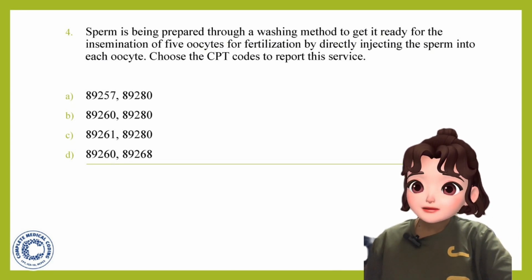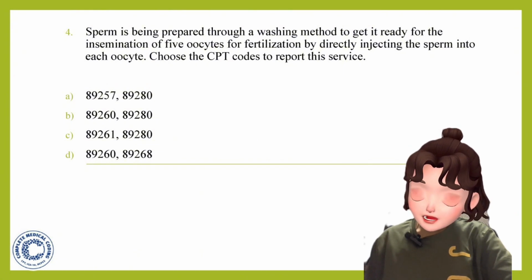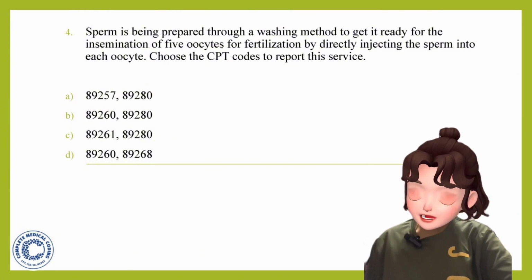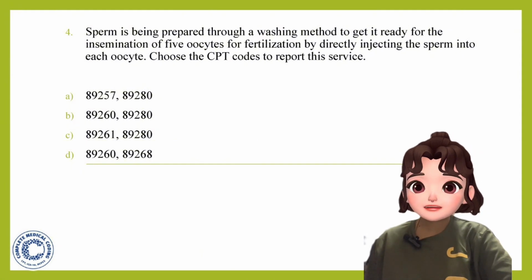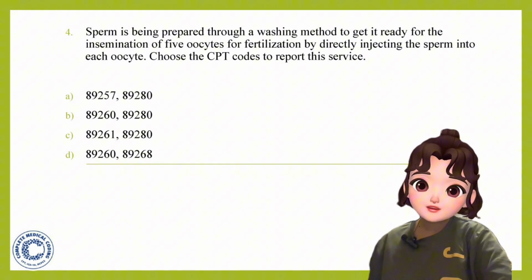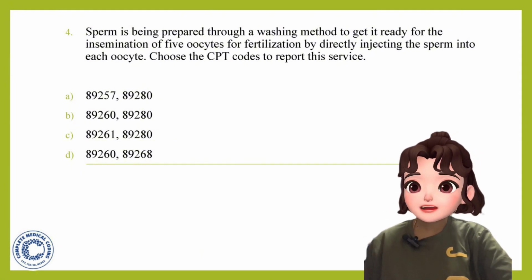So you can skip that code. What is 89260 in option B? 89260, sperm isolation, simple preparation. Example, sperm wash. Yes, sperm wash and swim up for insemination or diagnosis with a semen analysis. Yes, this is sperm washing. So that code should be there as the primary one.